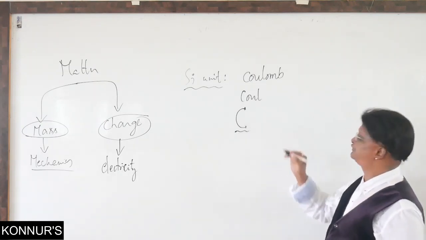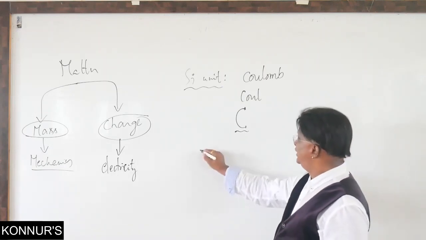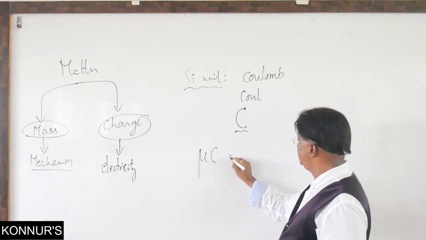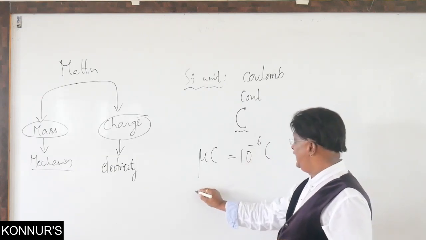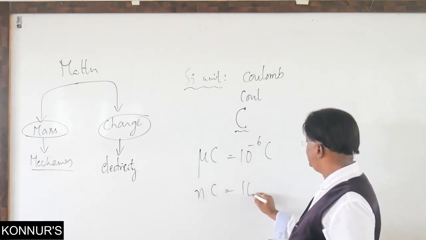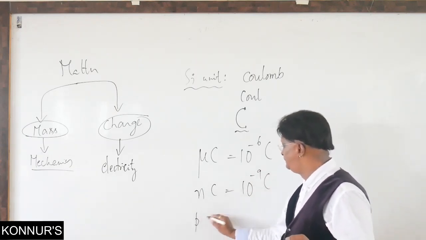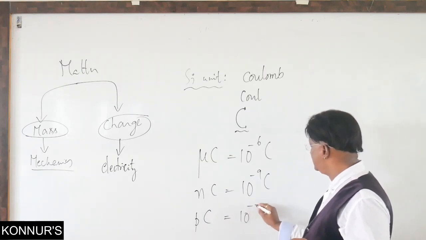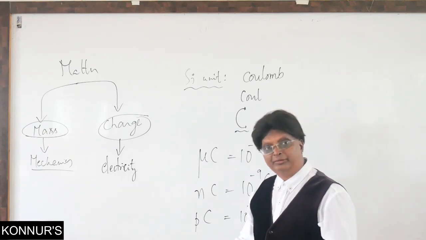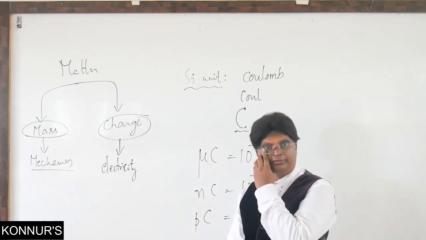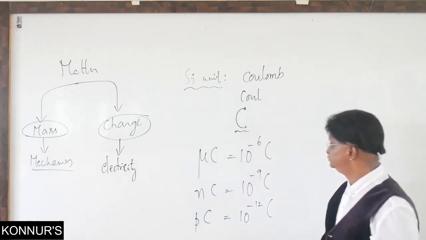So since Coulomb is not a practical unit, in most cases what we come across is microcoulomb, which means 10 raised to minus 6 coulomb, or nanocoulomb, which is 10 raised to minus 9 coulomb, or picocoulomb, 10 raised to minus 12 coulomb, or sometimes it may be milli as well, 10 raised to minus 3 coulomb. All these submultiples we will use in expressing our practical units.